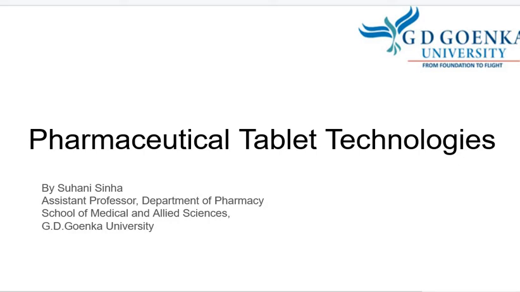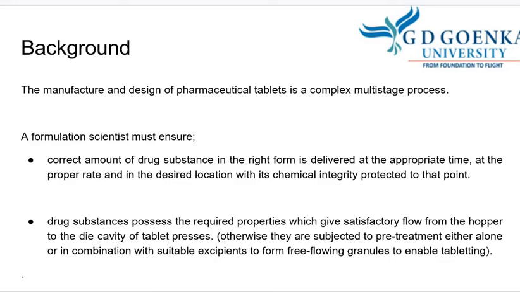Hello, everyone, and welcome to the discussion today on the topic Pharmaceutical Tablet Technologies. Upon completion of this chapter, the student shall know what a formulation scientist must ensure in order to prepare tablets, what the manufacturing methods for tablet manufacture are, what the primary goals for tablet manufacturing are, the factors which influence the choice of the manufacturing processes, the layout of a tablet manufacturing premise or plant, the excipients which are commonly used in tablet manufacture, and finally, the packaging of tablets.